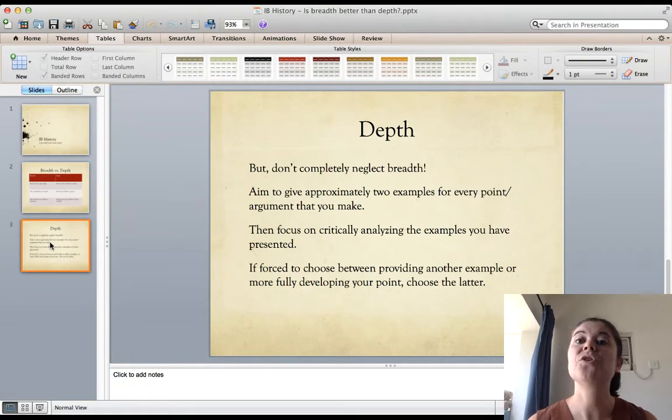Then you want to provide the depth. That's where you're going to focus on critically analyzing the examples you have presented. You can probably present your examples in 1 or 2 sentences, and you can probably critically analyze your examples in maybe 2 to 4 sentences. So you can see that that's kind of the way to balance breadth and depth. But if you have to choose between providing another example or more fully developing your point, choose the latter. Choose depth over breadth.